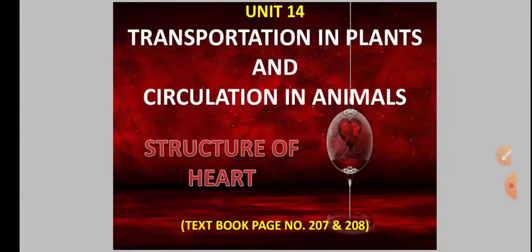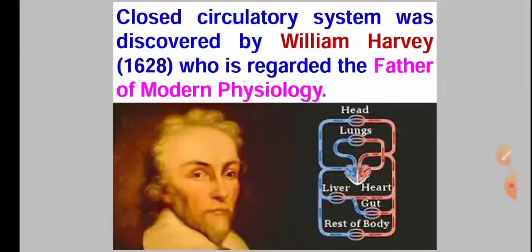Today we are going to learn about structure of heart. Closed circulatory system was discovered by William Harvey. He is known as the father of modern physiology.